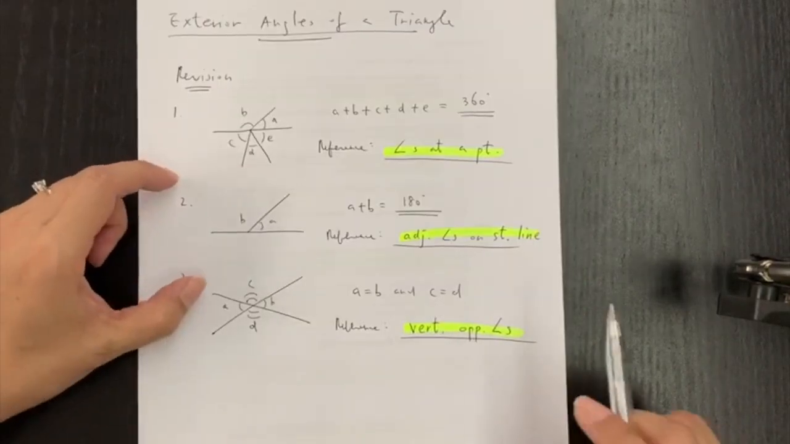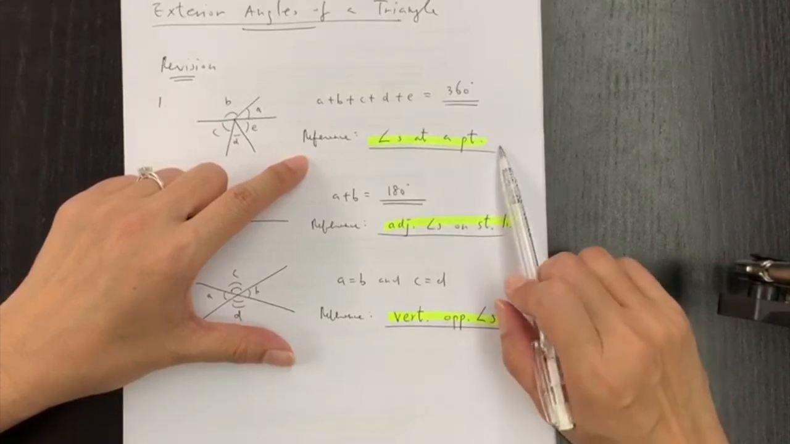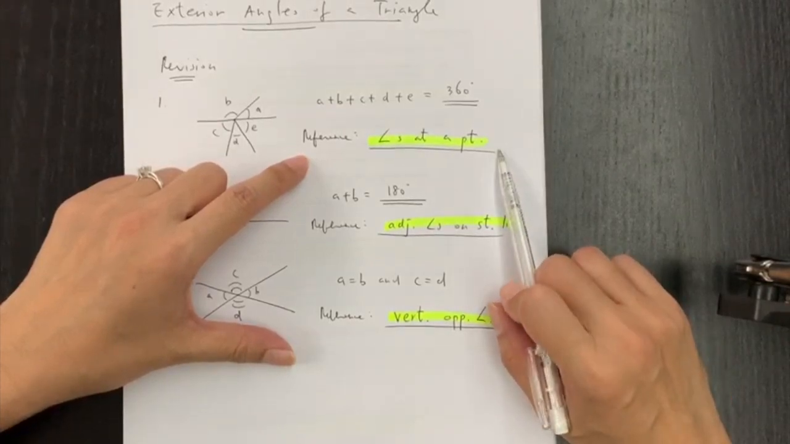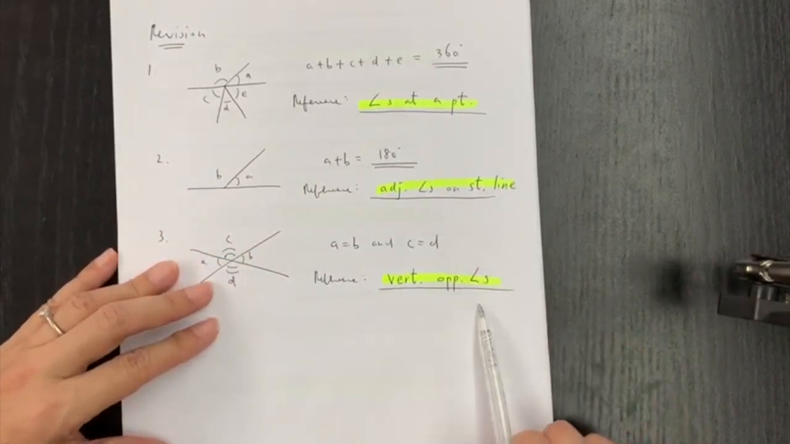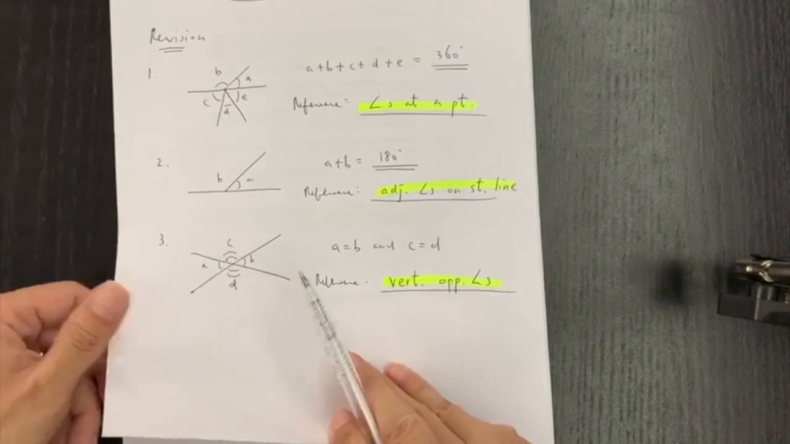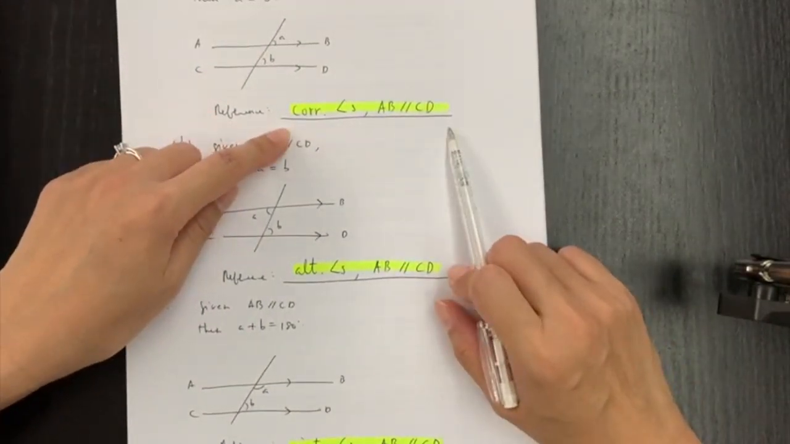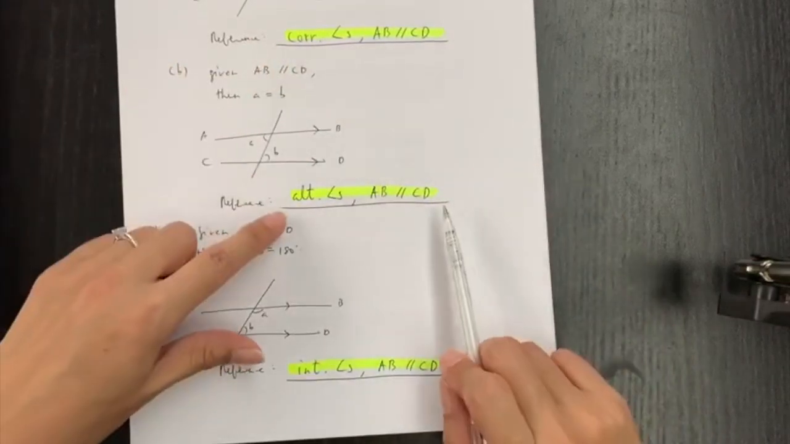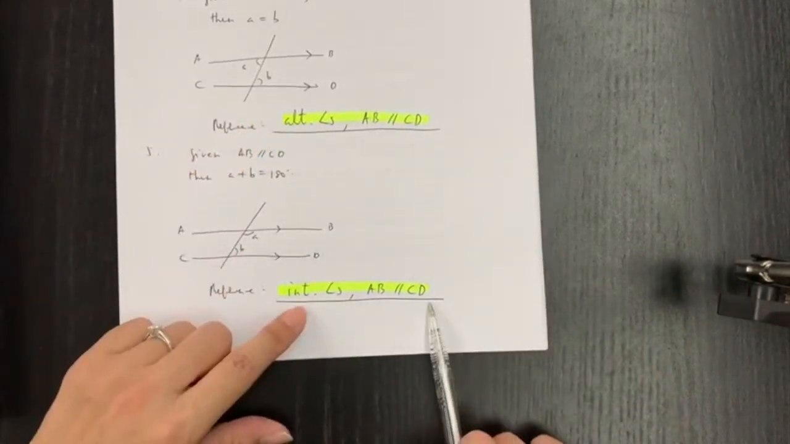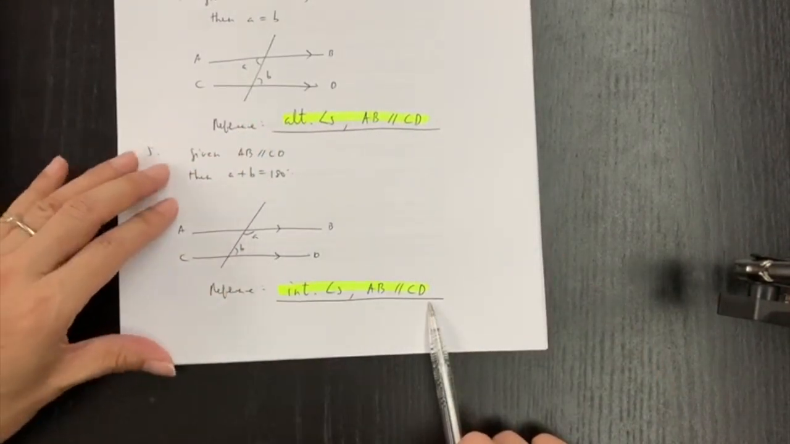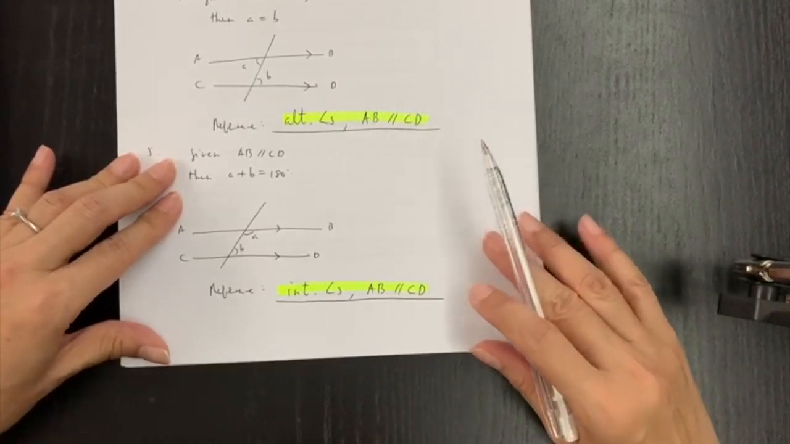After we have done revision on all the reasons and references, I want you to highlight all these references. The first one, angles at a point. Next, adjacent angles on straight line. Next, vertical opposite angles. Then corresponding angles, AB parallel to CD, alternate angles, AB parallel to CD, and interior angles, AB parallel to CD. This is very important. You have to memorize all the references.